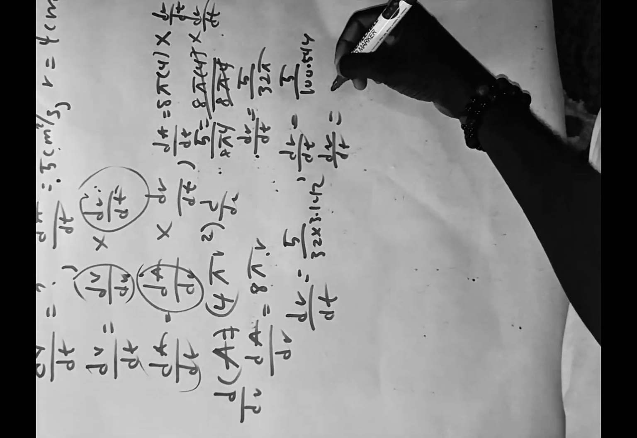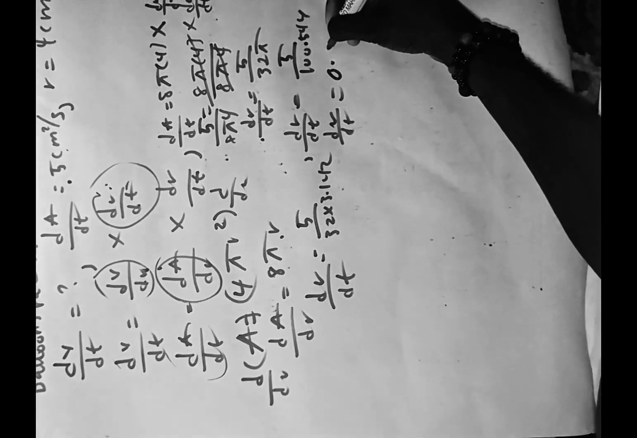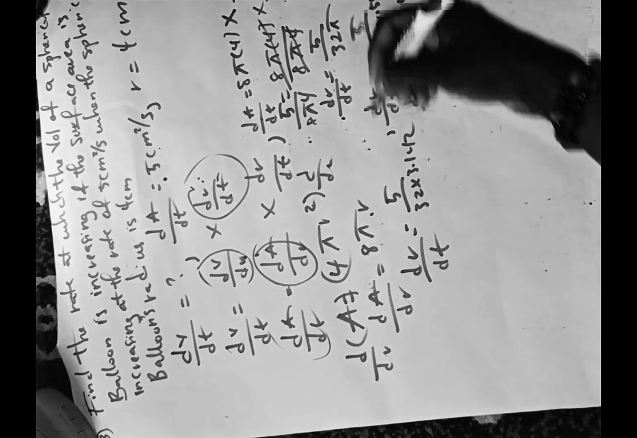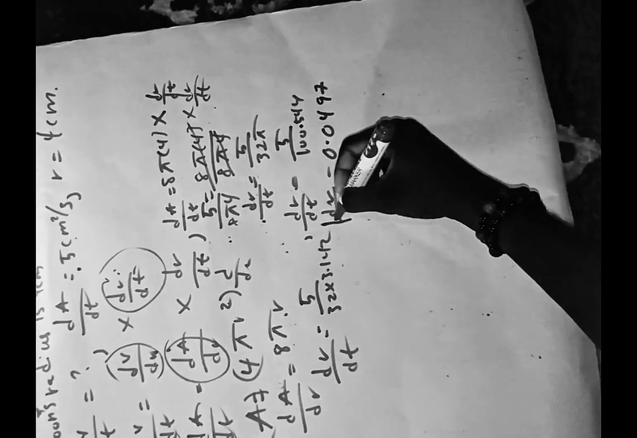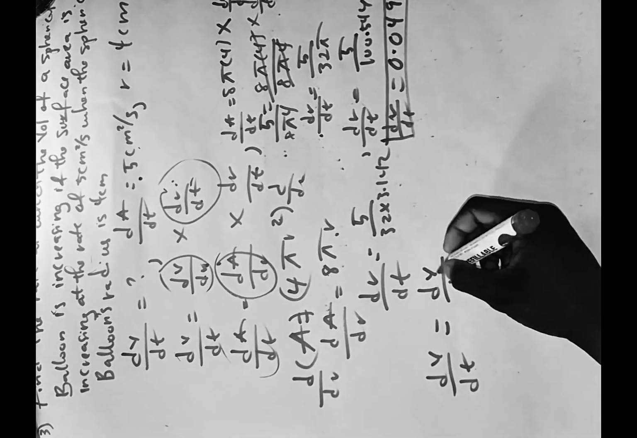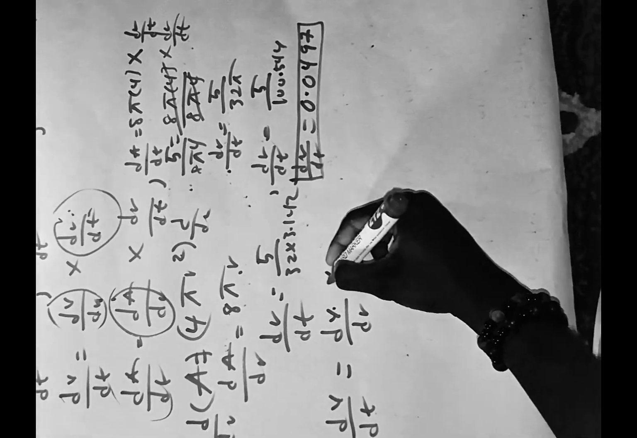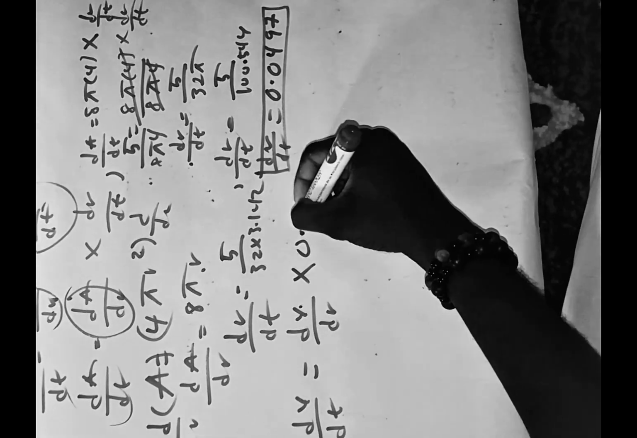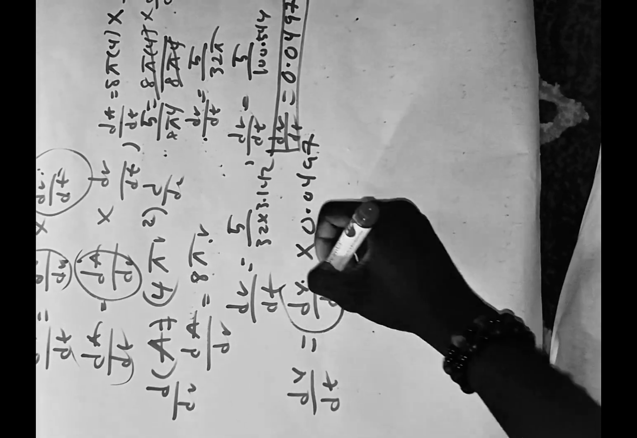Sorry, let me just pull out my calculator. 5 over 100.544. So our rate of change, or our dr by dt, is 0.0497. So now we have our dr by dt, so we can now find our dV by dt. Remember, dV by dt is equal to dV by dr, that's change in volume with respect to change in radius, multiplied by our dr by dt, 0.0497.